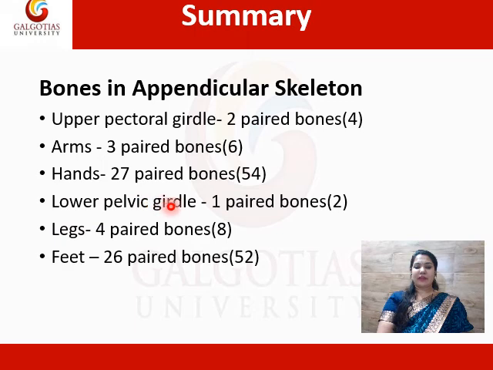In our lower pelvic girdle, there is one hip bone which is paired, left and right, forming two bones. In our legs, there are four paired bones, in total 8 bones: one is the femur, one is the tibia, one is the fibula, and one is the patella. Similarly, there are 26 paired bones in our feet. In total, it makes 52. So that is the whole number of bones in the appendicular skeleton.